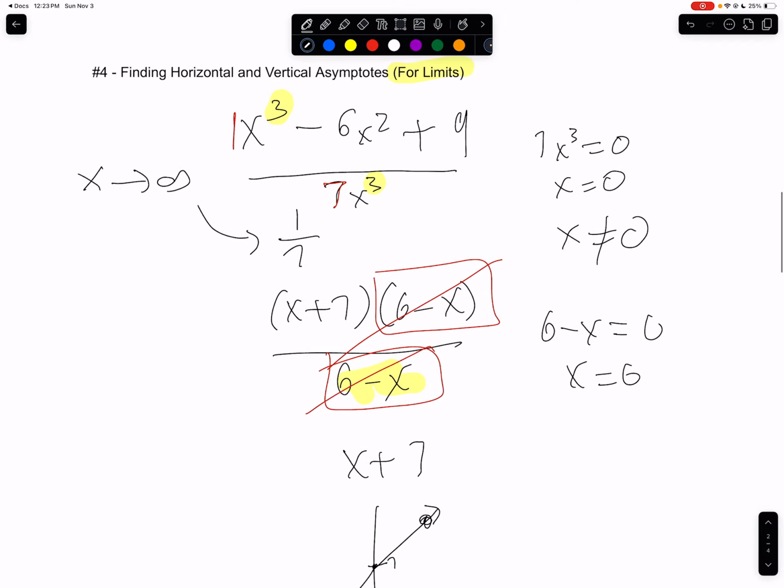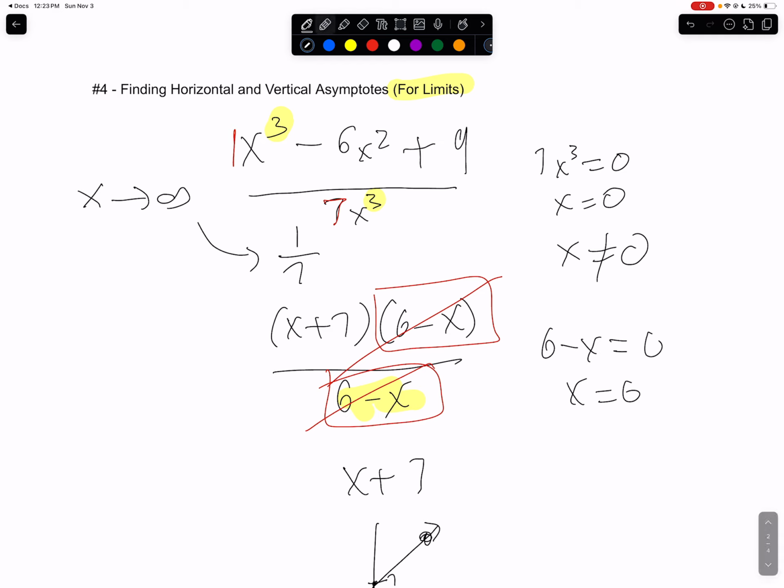So in this case here, you see that nothing cancels. The numerator is not factorable here, so you can immediately say that this will not cancel with this. And even if it was, you can still obviously see it won't be canceled with the 7x cubed. So therefore, you can just set the 7x cubed equal to 0 in order to find your vertical asymptote.